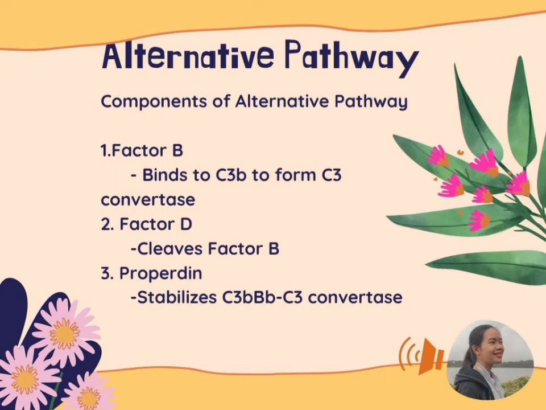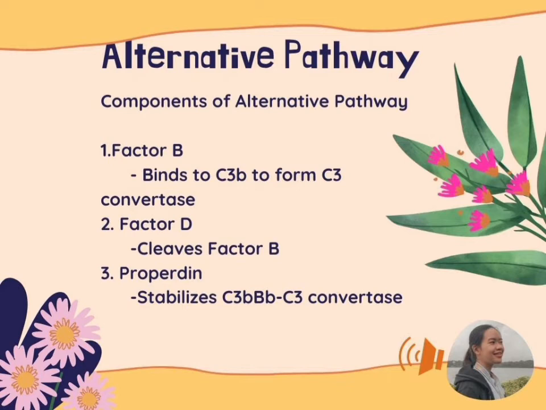The three major components of the alternative pathway are factor B, factor D, and properdin. Factor B contains a serine protease domain, and when activated, it provides the catalytic activity of the alternative pathway C3 and C5 convertases. Factor B circulates as an inactive proenzyme and only becomes activated after being cleaved by the protein factor D.